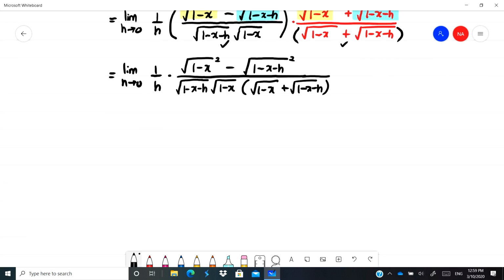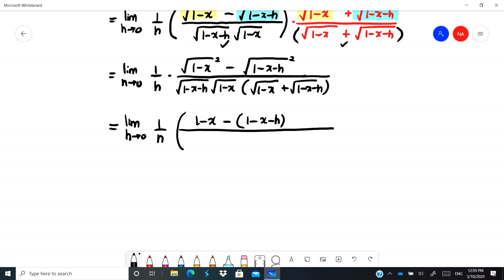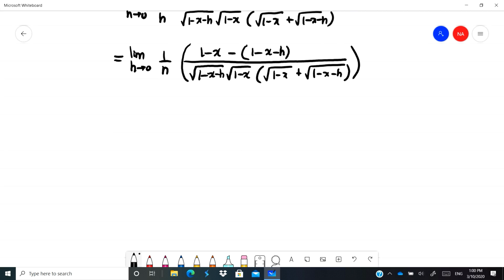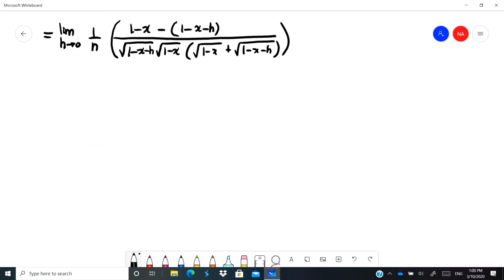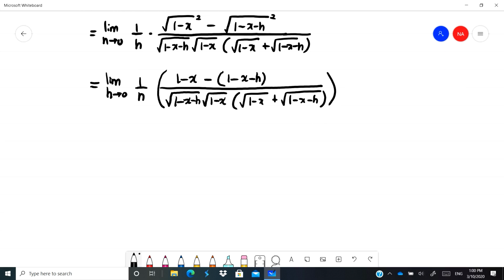Now I'm simplifying the numerator first. So 1 over h. This can be simplified as 1 minus x minus, the whole thing is 1 minus x minus h, I put in a bracket. So this part, the denominator should be copied without changing anything: h, square root of 1 minus x, and then in the bracket square root of 1 minus x plus square root of 1 minus x minus h. I hope you still can follow this. Yes, it's quite tedious here, but with a lot of exercises, inshallah, you can do this.